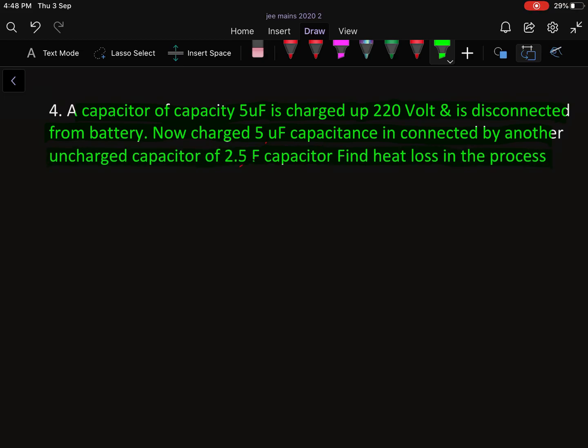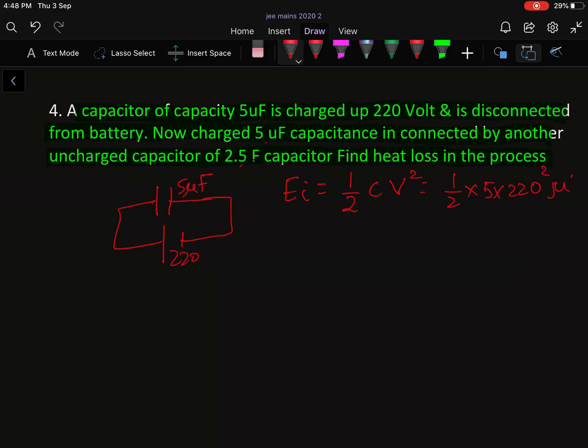So initially we know there is only one capacitor, that is of 5 microfarad. I am using the red one. It is connected to the voltage source of 220 volt. So the energy stored, the initial energy, is half CV square, that will be half into 5 into 220 square microjoule.